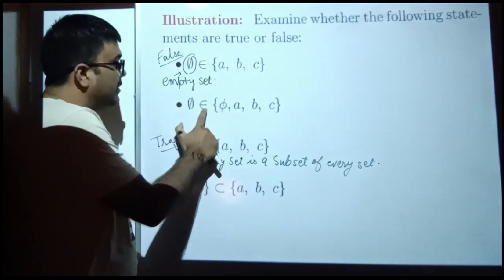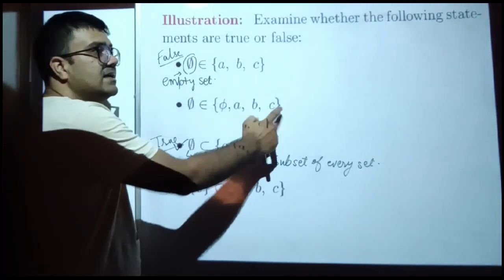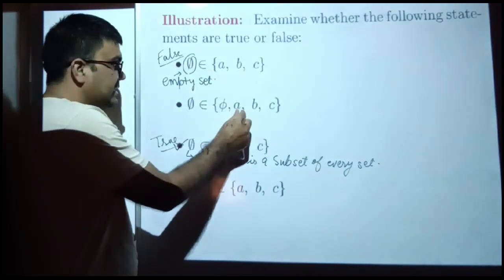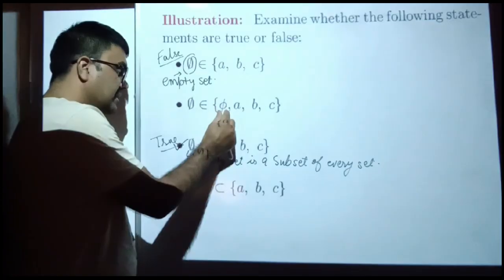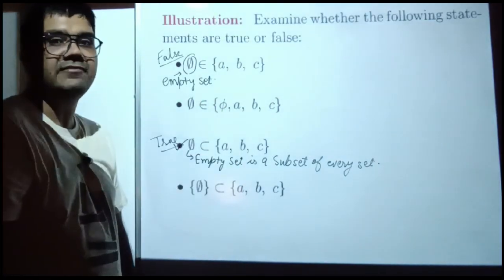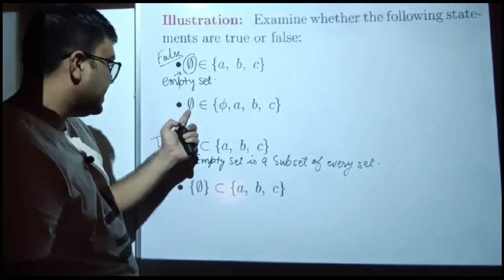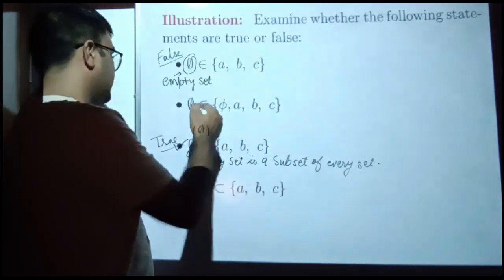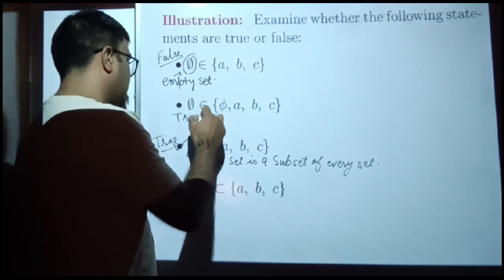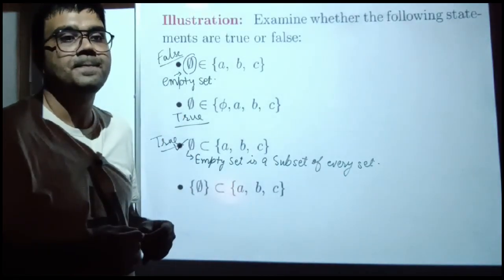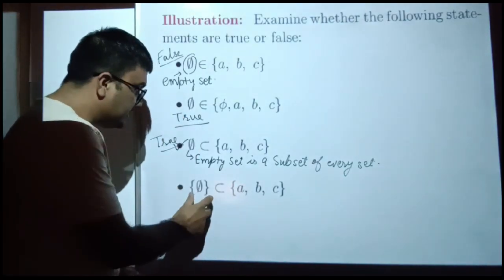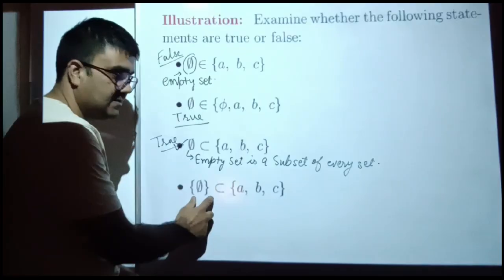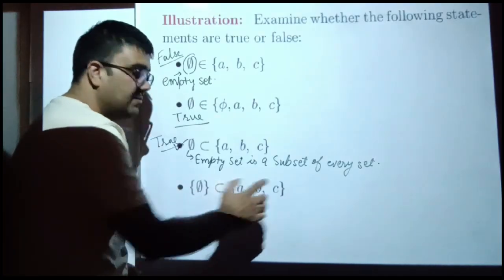Look at this condition. We are saying phi belongs to {phi, A, B, C}. How many elements does this set have? It has A, B, C, 3 elements. Then it also contains a set which is empty. So we are saying phi belongs to this set. So this statement is true. If we are talking about the set {phi}, we are saying it is a subset of {A, B, C}.